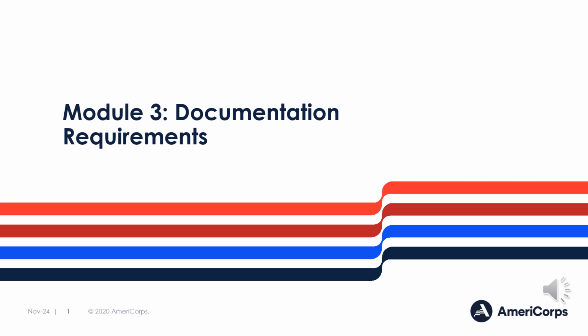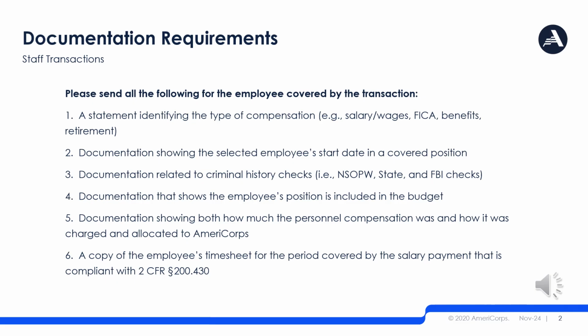For Module 3, we are going to look at documentation requirements for the PIA process. Personnel compensation payments or staff transactions are those made to employees and include salary payments, FICA, and fringe benefits such as health insurance and workers' compensation. AmeriCorps requires evidence to support the employee's compensation amount and a completion of a criminal history check.